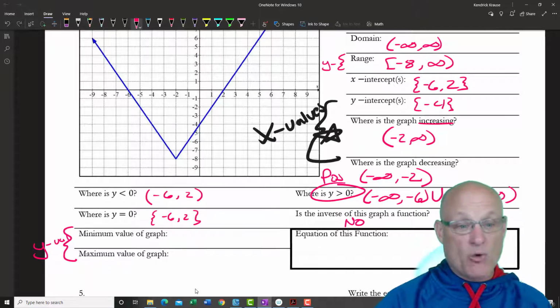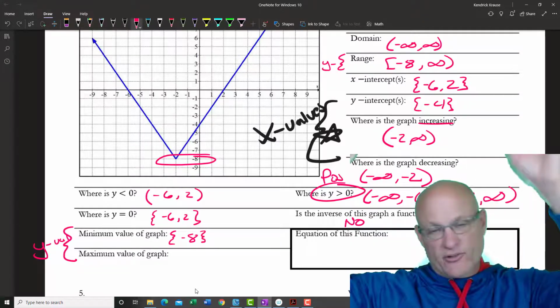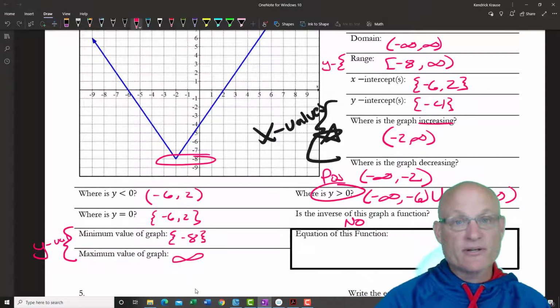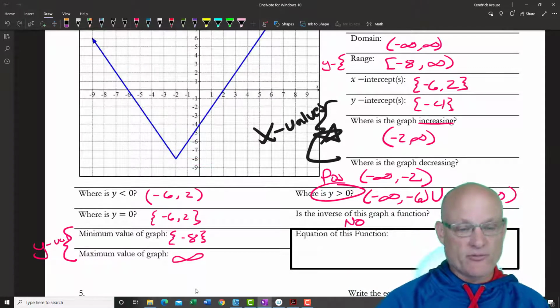Well, now is when I want Y values. So the minimum value of this graph is -8. And the maximum value, if you notice, it goes on and on forever. So the maximum value of this graph is positive infinity. All right, now we're going to write the equation of this graph.